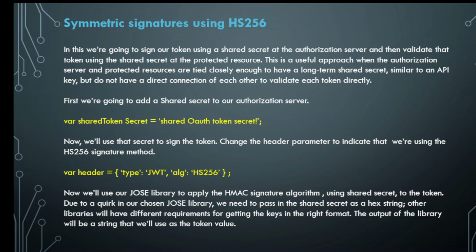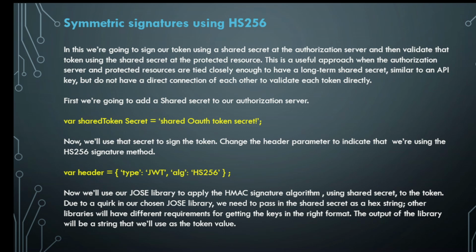Now we'll use that secret to sign the token. Change the header parameter to indicate that we are using this method, the HS256 signature method. So you can put var header is equal to type JWT, JSON Web Token, and algorithm is HS256. So you just added the header part. Basically we are including the HS256 signature method.